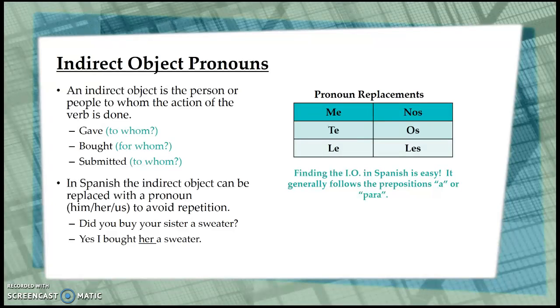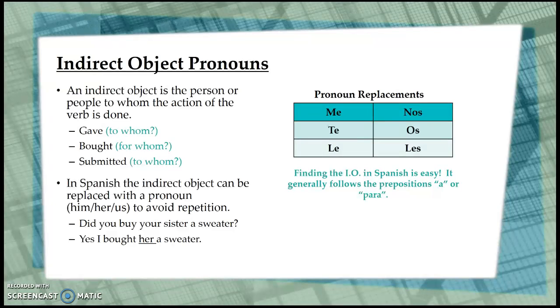Now, in order to do that in Spanish, we have certain pronouns that replace indirect objects. Those are me, te, le, nos, os, les. First, we need to identify the indirect object, and doing that in Spanish is pretty easy because the indirect object generally follows one of two prepositions. It's generally after a or para.